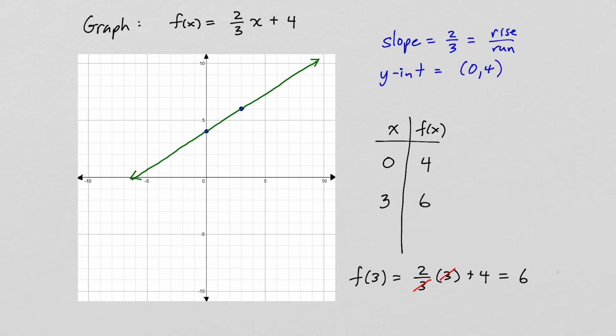And now I have 2 points on the line. One point is (0, 4), which is this point right here, and the other point is (3, 6), which is this point right here. So you can either use points to graph a line, or you can just use the slope and the y-intercept.